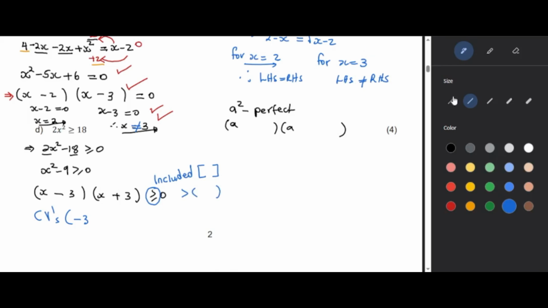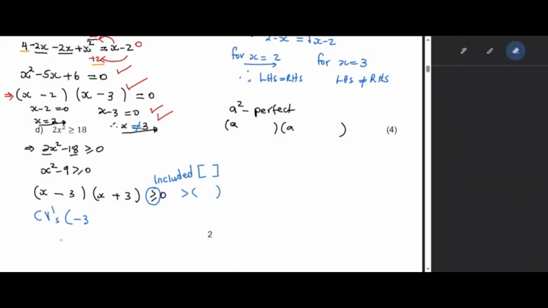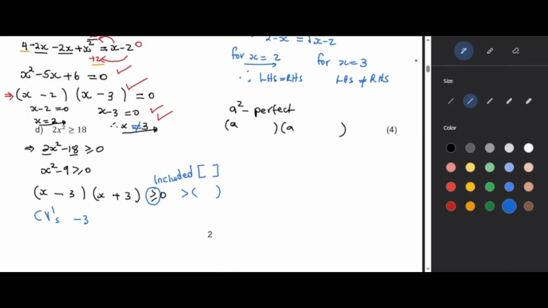So now, if I submit it like this, I'm going to be very wrong. I need to use a big bracket. So this will be minus 3 all the way to 3. These are my critical values. Then you're going to draw a number line like this. You put your minus 3 there, you put your 3. Then look at this. The value of a is positive, so your graph is concave up.